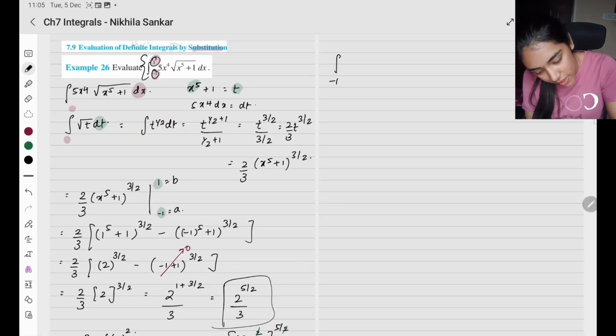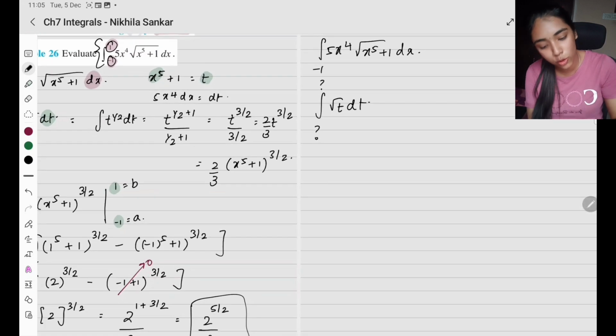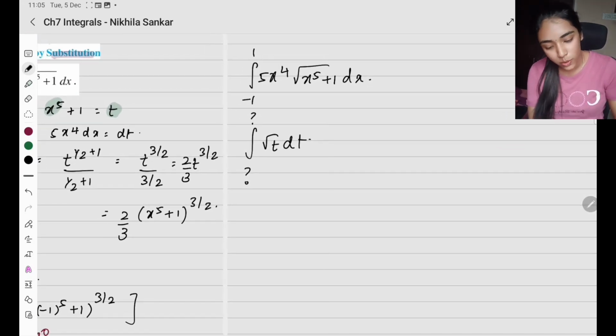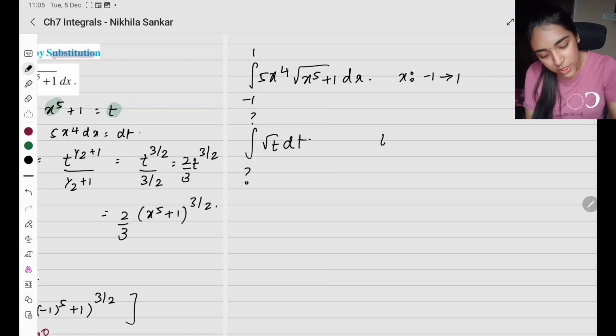Basically your integral goes from -1 to 1, 5x power 4 square root of x power 5 plus 1 times dx. So when I change the variable to t, I have square root of t times dt, but in the upper limit and lower limit, I do not know. So what am I going to do? Here I know that the x value travels from -1 to 1. So where does the t value travel from?